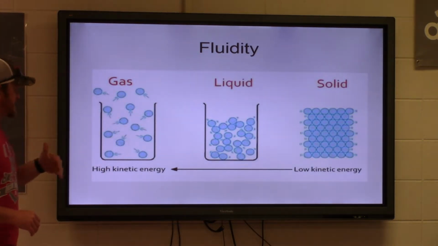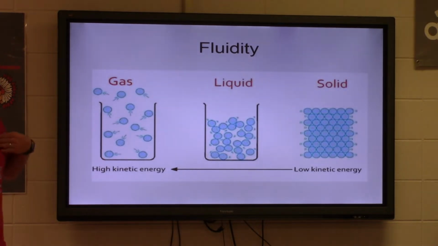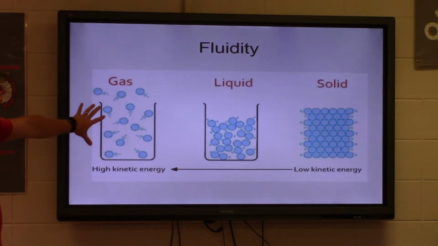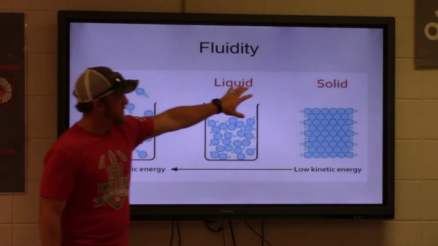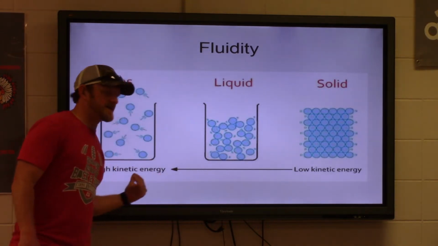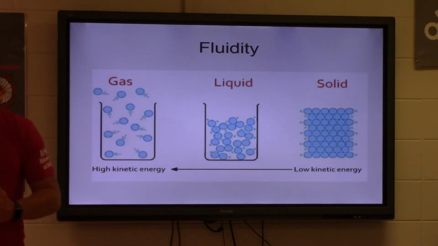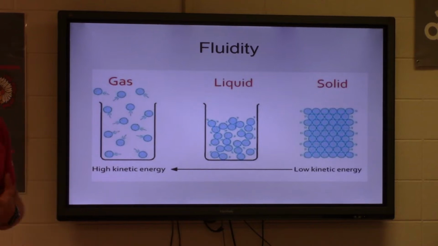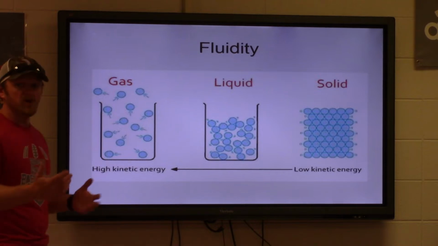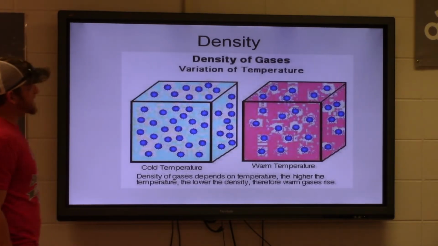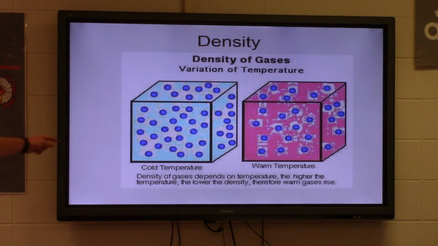The next thing is fluidity. Solids, liquids, and gases. Are they fluid or not? Are they flowing? A gas does flow. Liquids flow. Solids vibrate. You also think about down here at the bottom, kinetic energy. We've talked about kinetic energy, how kinetic energy is energy that is moving. Solids, low kinetic energy. Gas, the higher the kinetic energy because they're moving more. The next thing is density. Density here says the density of the gases depends on the temperature. The higher the temperature, the lower the density. Therefore, warm gases rise and the cool ones fall.